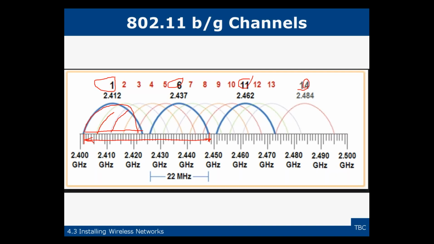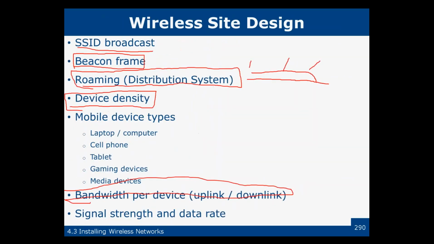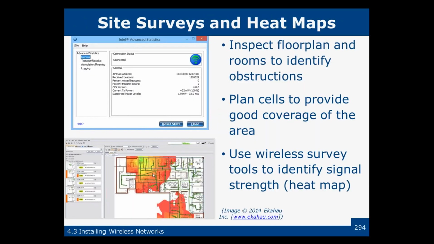What is a heat map? A heat map is the one that allows you to do the site survey. You map where everything is, what kind of signal strengths you have, and that's what you're going to do in a site survey, to see what's going on with our wireless. Okay, well, I got a couple more.